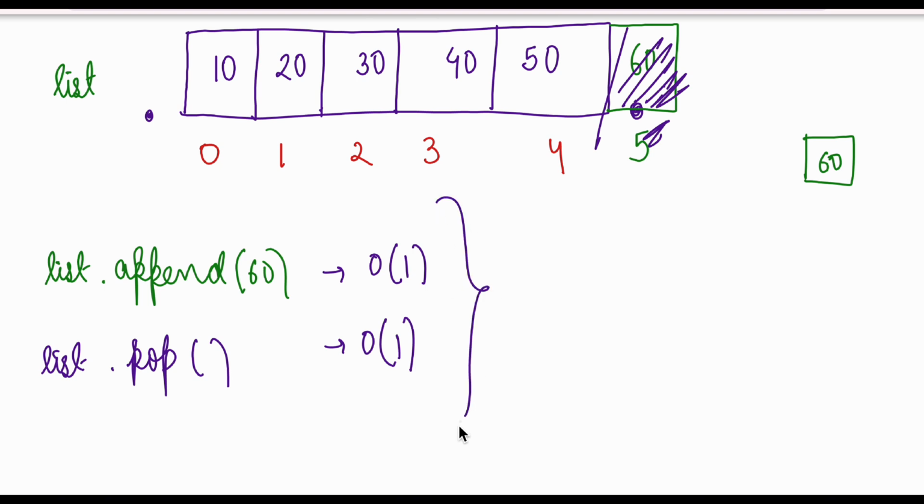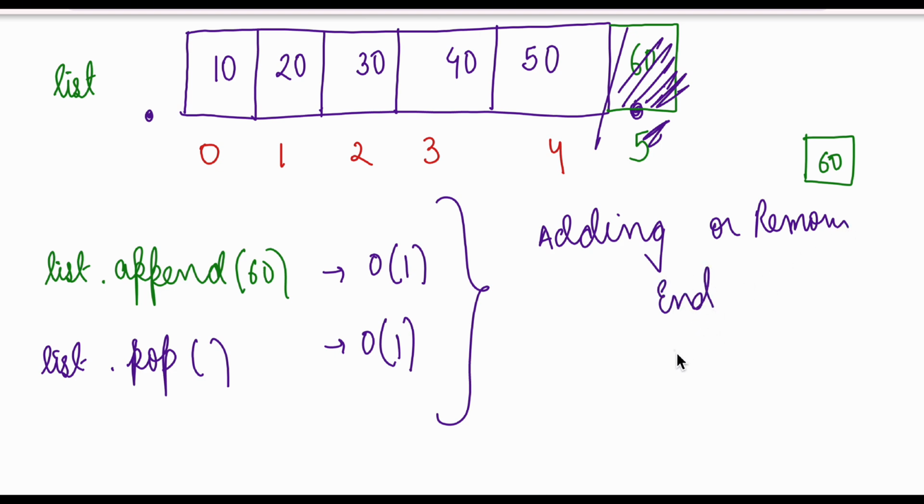So what have we seen here? Adding or removing an element at the end of the list has O(1) time complexity. It does not depend upon the length of the list. Okay, sounds very basic, but we need to understand it, because when we encounter bigger problems, we will see that this particular thing is very helpful.